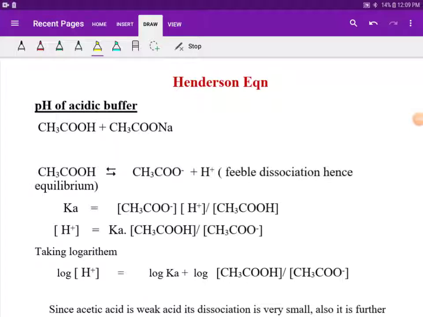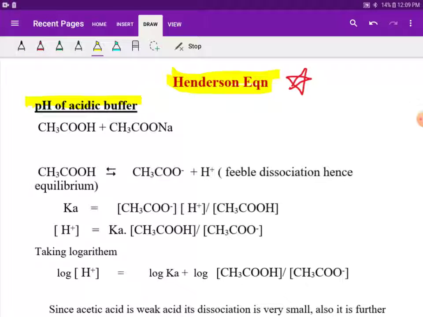Okay, students, let us continue the class on buffer solutions. In this session, I am going to derive an important equation, the pH of a buffer solution, that is the Henderson equation. As I already mentioned, this is a very important equation that may be asked in the examination. Now I am going to derive the pH of the acidic buffer.